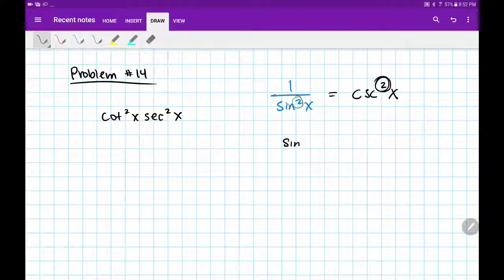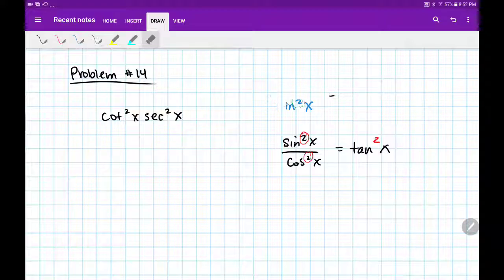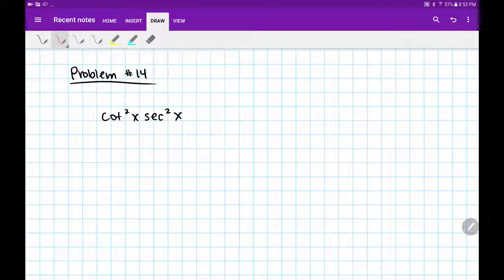Similarly, if I had sine squared x over cosine squared x, the answer would be tangent x? No, I've made a mistake there. See if you can find it. The mistake is these guys are being squared, so my tangent must also be squared. Okay. All right, so if you understood that, then we should be able to solve this problem with relative ease.